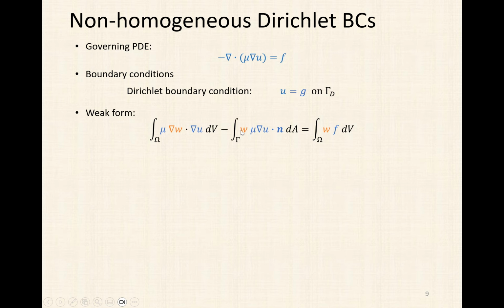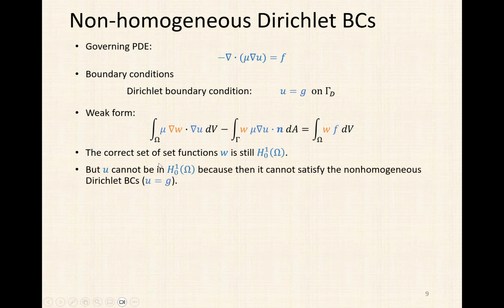Now, we still need the test functions in H10 space. However, in order to do that, u cannot be in the H10 space. If you select u from the H10 space, then u is going to be 0 on the boundary. However, we know that u is not 0 on the boundary, right? So it cannot satisfy the non-homogeneous Dirichlet boundary conditions. So we fix this by a simple tweak.